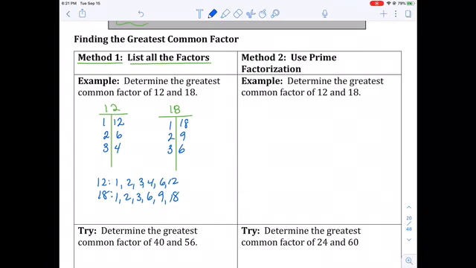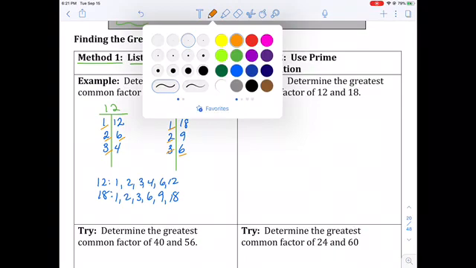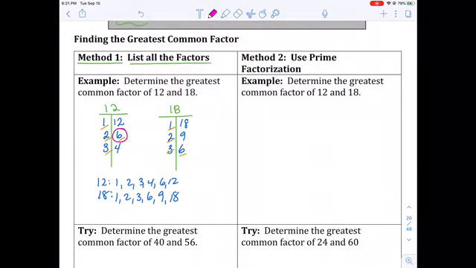So when I look at my common factors, I can see that I've got 1, 2, 3, and 6. What's the greatest common factor here? The greatest common factor here would be 6. Our GCF is equal to 6.